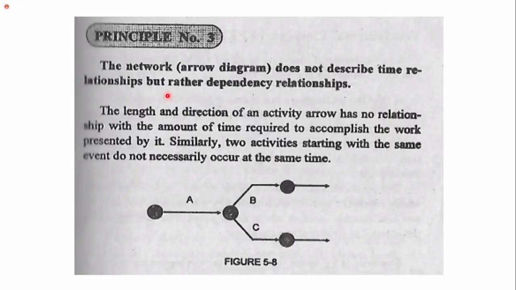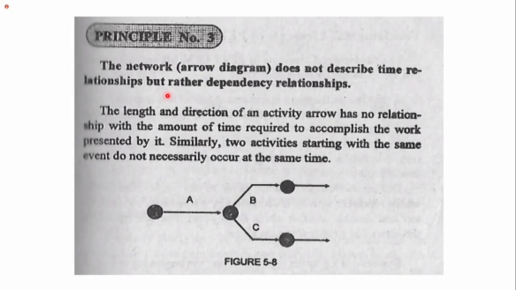Principle number 3, the network does not describe time relationships, but rather dependency relationships. So basin og pareha nimo og sabot sa vectors, di ba? Sa vectors, if taas ang arrow, dako ang magnitude. If mubo ang arrow, mubo ra na siyang magnitude. So dili ingon na for CPM, it doesn't matter, as long as sakto ang pagbutang sa imong arrowhead kung unsa nga activity or event ang nagsunod niya.